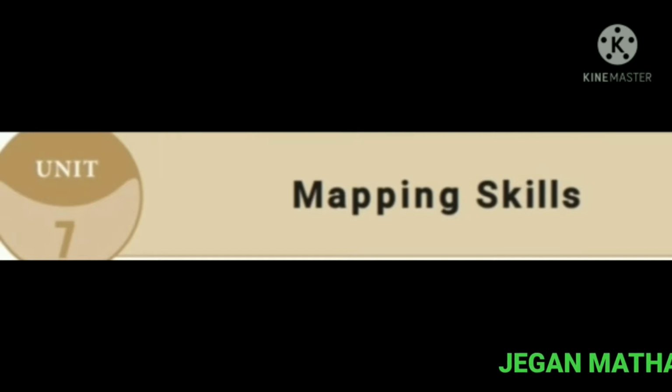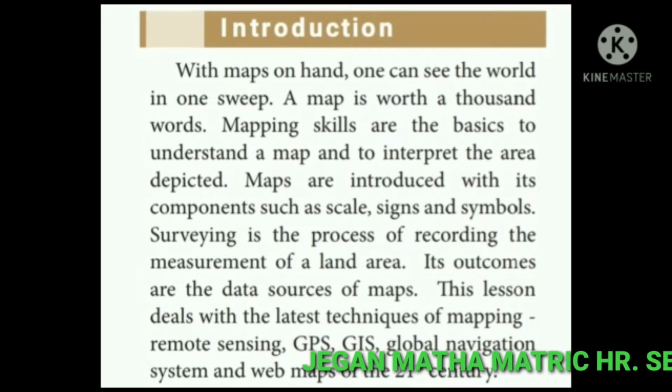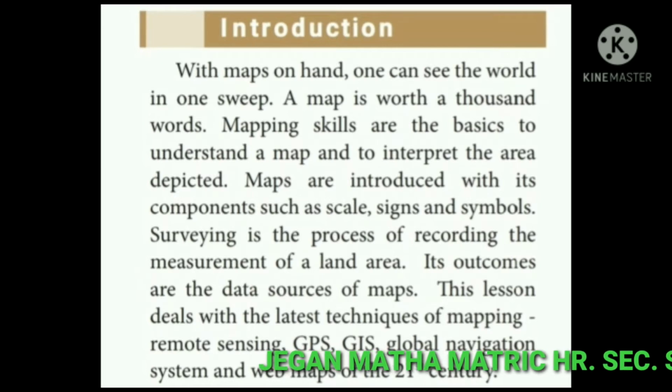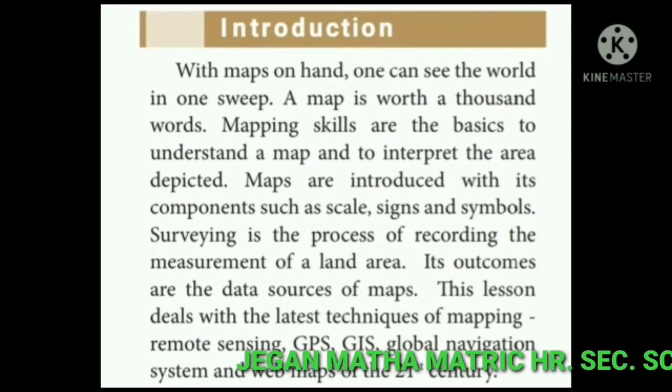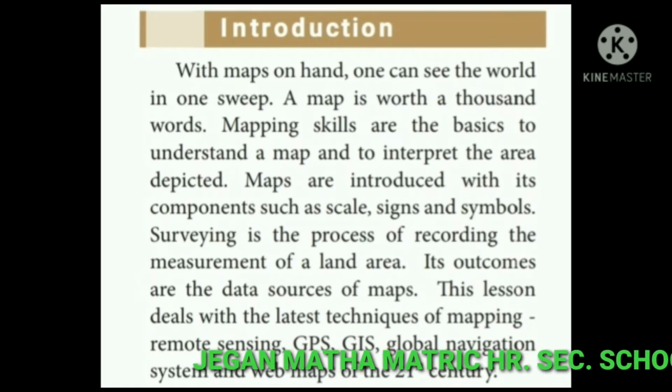Welcome to social class. Standard 9th Geography, Unit 7: Mapping Skills. With the map in your hand, one can see the world in one sweep. A map is worth 1,000 words. Mapping skills are basic to understand a map and to interpret the area depicted. Maps are introduced with their components such as scale, signs, and symbols.